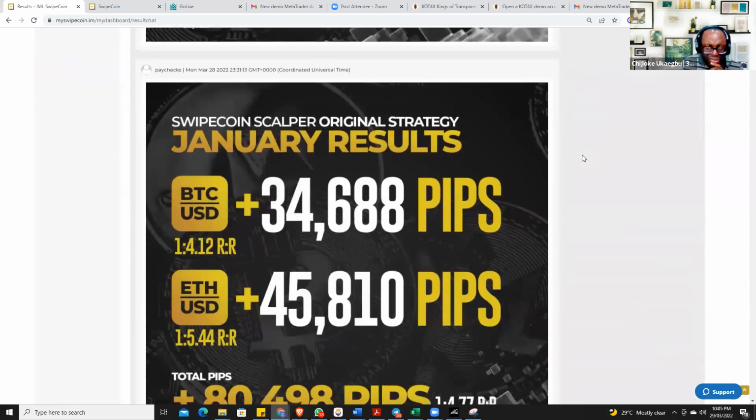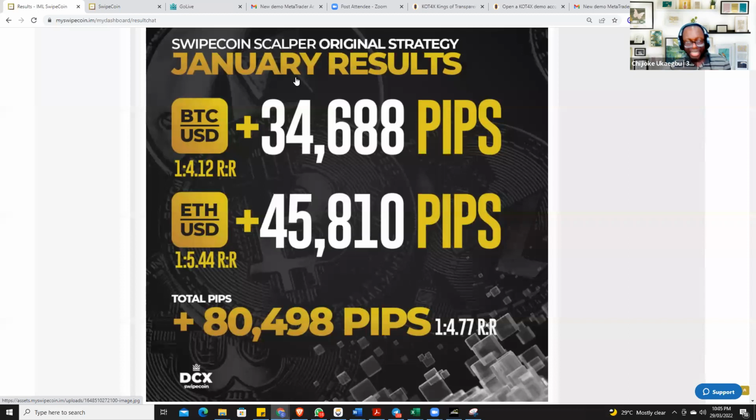Let me just come down to this one. This is for January. Remember that the tool gives you ideas for Bitcoin and Ethereum. You're going to want to understand how to calculate pips so that when you see something like this, it immediately registers in your head what that means in terms of dollars. But if you come down here, let me use this number to explain what would have happened if you took every idea that this tool generated in January.